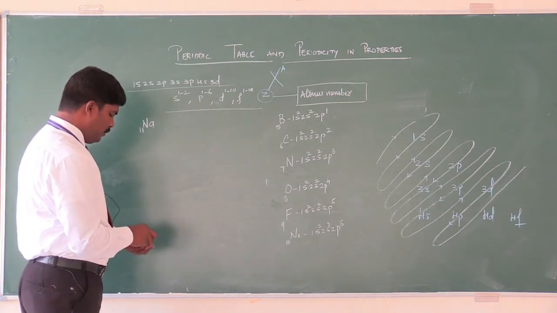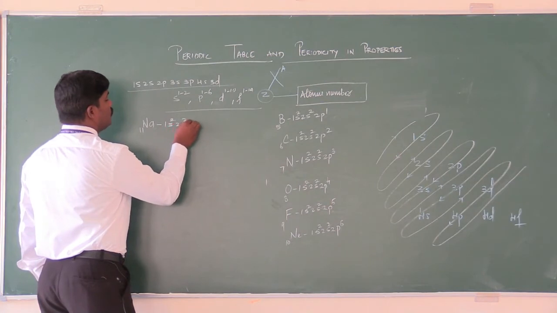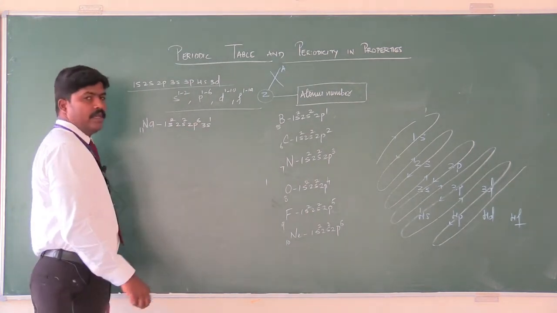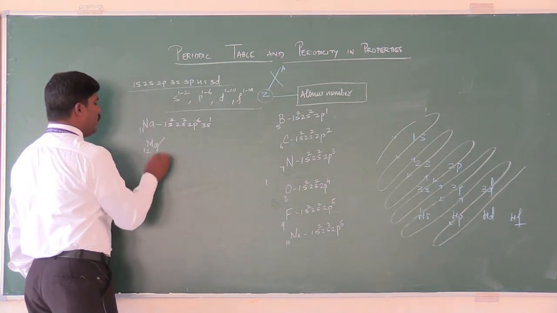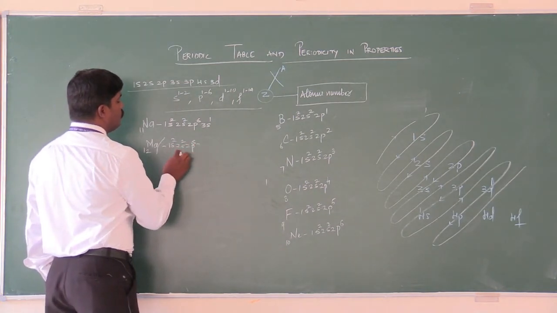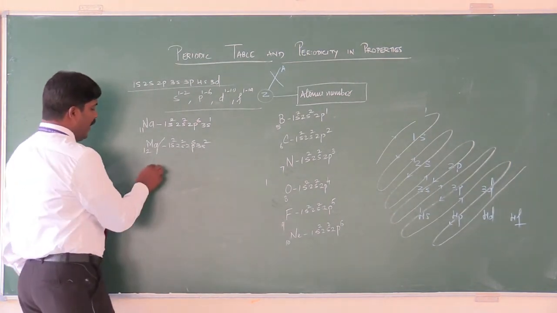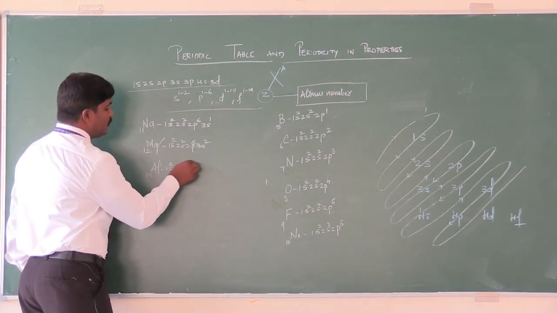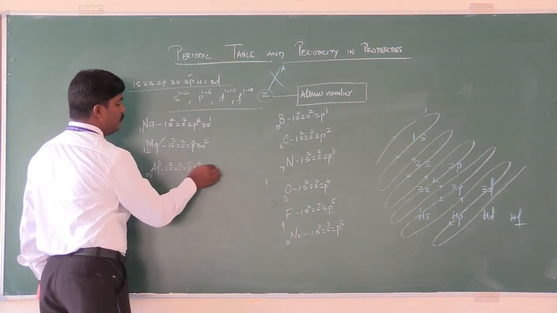Now sodium, atomic number is 11. The electronic configuration goes as 1s2, 2s2, 2p6. After p we have again 3s1. Coming to magnesium, atomic number is 12: 1s2, 2s2, 2p6, and we have 3s2. Next we come across aluminium, atomic number 13: 1s2, 2s2, 2p6, 3s2. After 3s2 here we have 3p1.